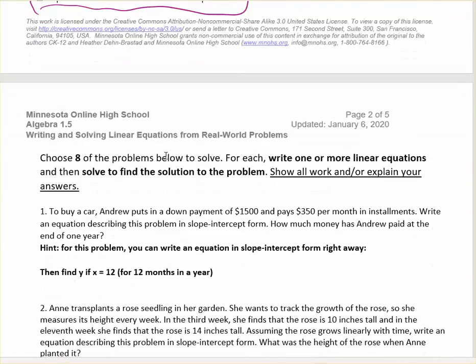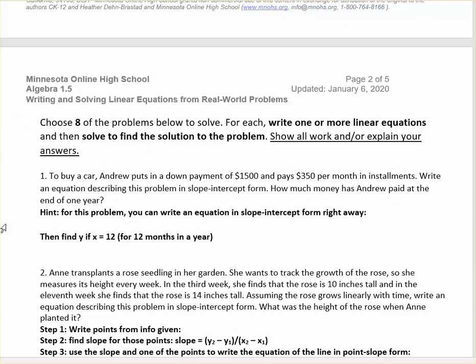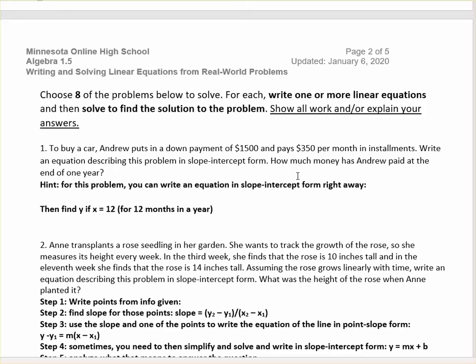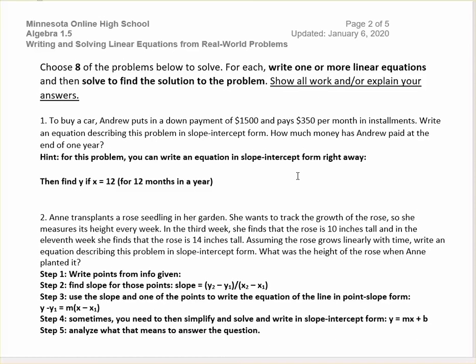And then for your assignment, you're going to choose 8 of the problems below to solve. And there's 11 of them, so you can skip 3. You make sure that you show all your work or explain all your answers. Each one of these needs an equation, so write an equation.